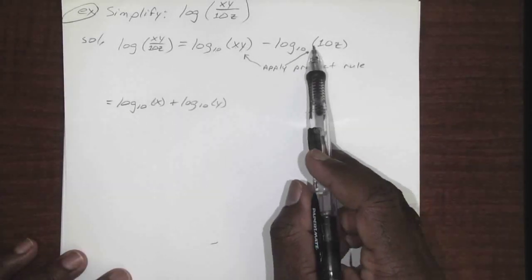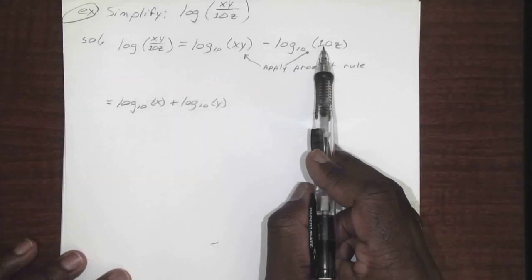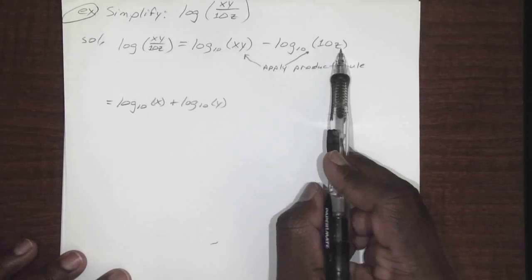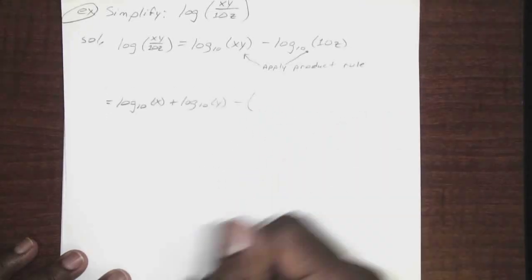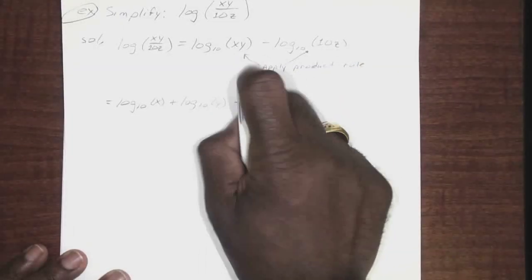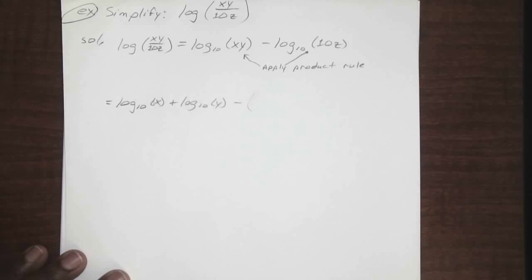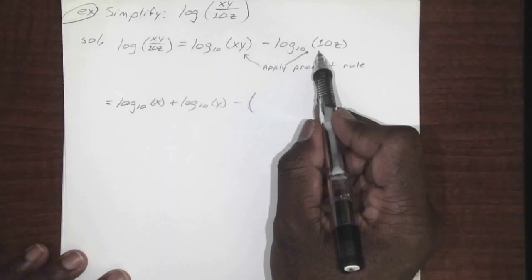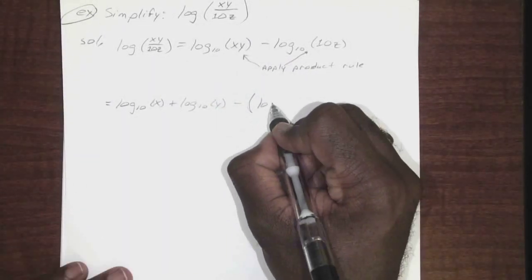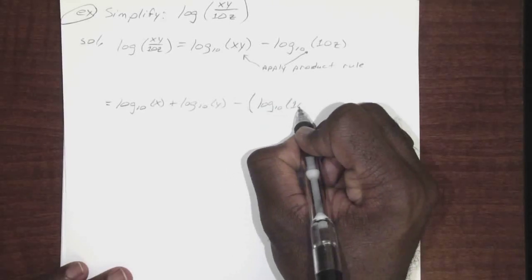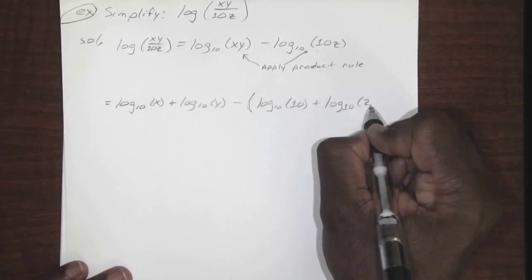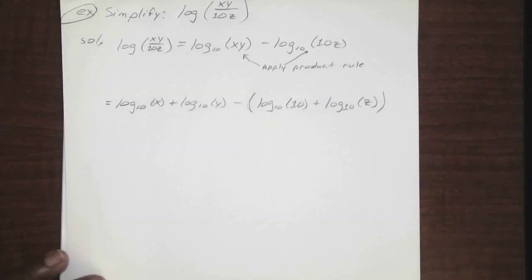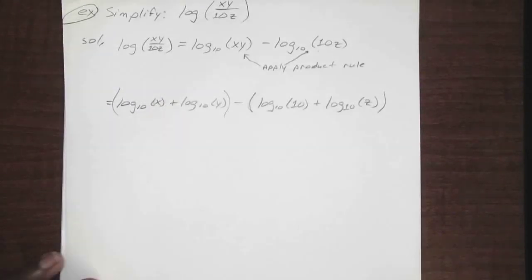Okay, so now we do the same thing here. So this will become log base 10 of 10 plus log base 10 of z. Okay, so that's minus, actually let me use the parentheses just to, parentheses will work. So this becomes log base 10 of 10 plus log base 10 of z. So you have those two that you just expanded.